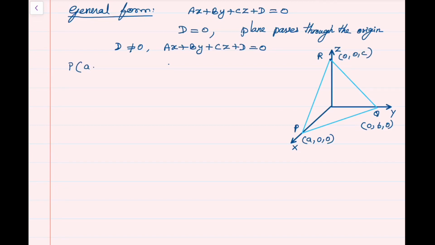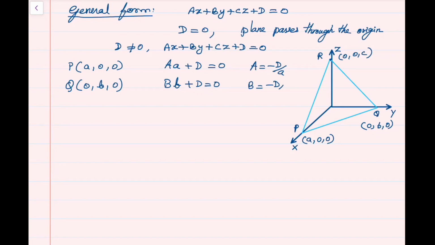Let us substitute P point (a, 0, 0) in this plane equation. We get Aa plus D equal to 0. Therefore, a is minus D divided by A. Next, let us substitute Q point, which is (0, b, 0). We get Bb plus D equal to 0. Therefore, b is minus D by B. R point is (0, 0, c). Let us substitute in the equation. Cc plus D is equal to 0. Therefore, c is minus D by C.